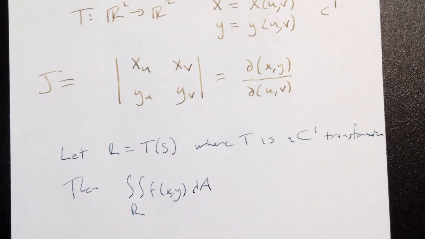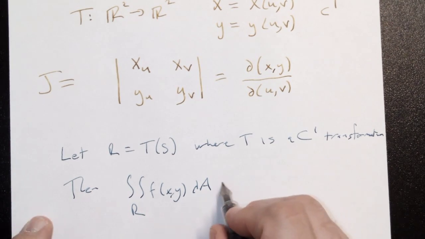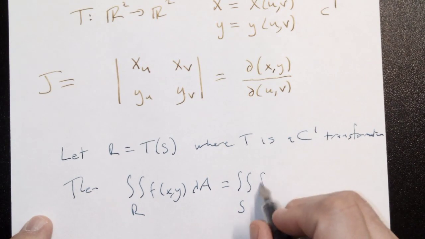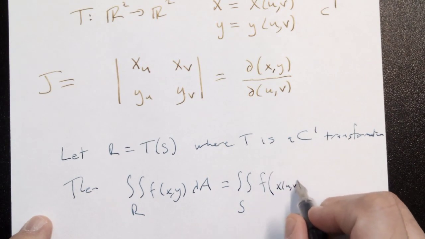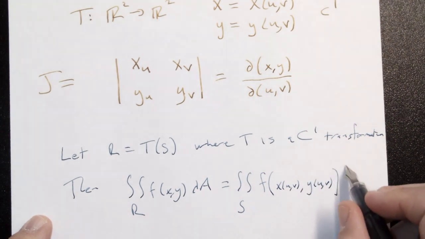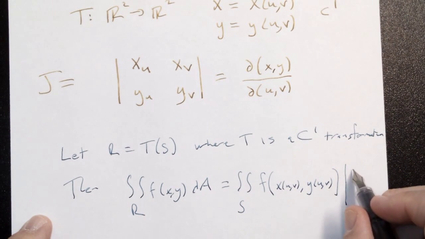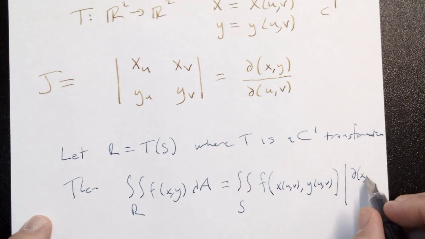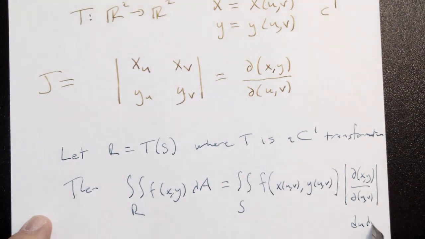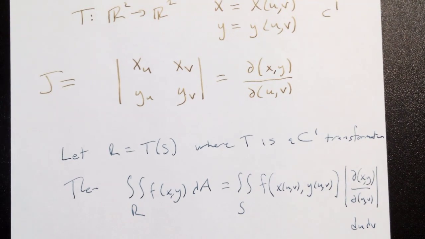If I want to do the double integral on the ugly region, I can go back to the nice region if I switch to u and v and multiply by the absolute value of my Jacobian. Then down here, instead of writing dA, I would write du dv. Or dv du, whichever is easier.